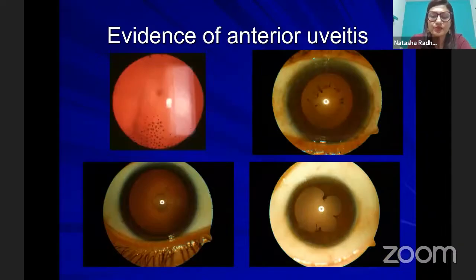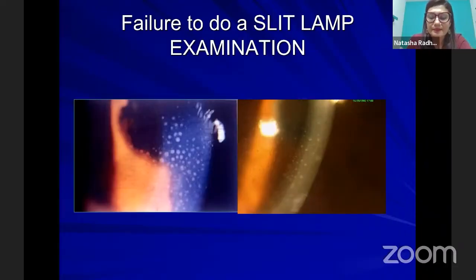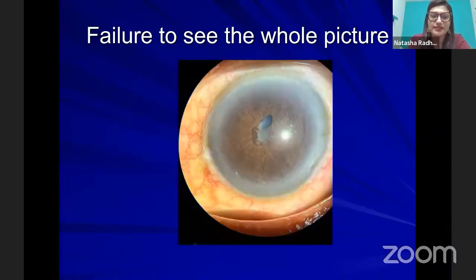Once we see the evidence of anterior uveitis, sometimes you miss it. The patient comes with pain, redness, photophobia, and even in this day and age, there are people who send off the patient with some drops without doing proper slit lamp examination and missing the keratic precipitates and the cells and flare. So that is a simple mistake that can happen only when the patient comes back with severe redness and pain. Then actually the patient is put on the slit lamp.